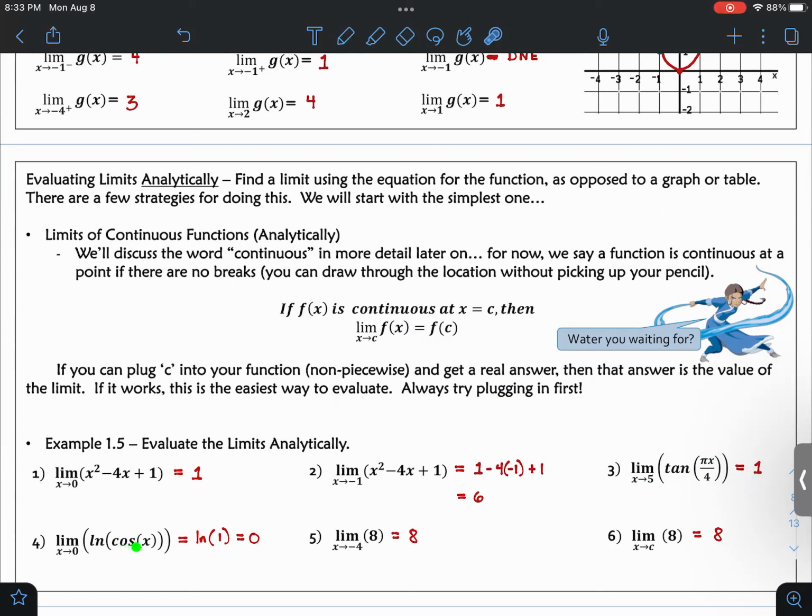Same thing with cosine and even logs. If we want to plug a 0 in, did we recognize that cosine of 0 is 1? And then after that, do we recognize that natural log of 1 is 0?